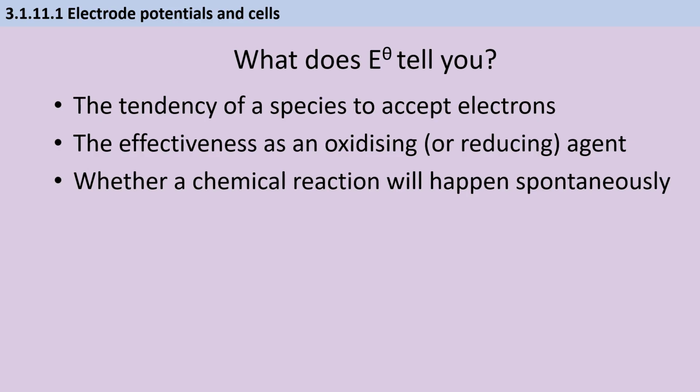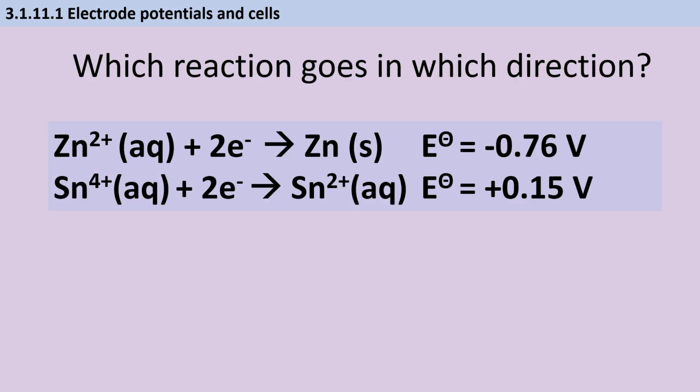The standard potential for a half cell tells you about the tendency of a species to accept electrons, and therefore its effectiveness as an oxidising or reducing agent. We can use this in order to figure out whether a chemical reaction will happen spontaneously. If we want to form an electrochemical cell or make a prediction about a redox reaction, then one of these reduction potentials is going to need to be turned around to make an oxidation potential.